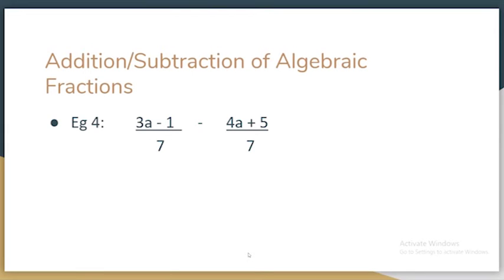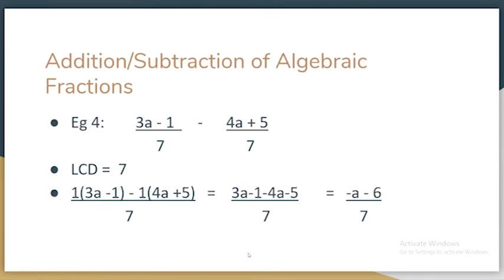Right? The numerator may be bulky, but the denominator is pretty nice. Okay, now the denominators are 7. Both of them are 7. So what do we have? LCD is 7. Now 7 into 7 is 1. 1 multiplied by our numerator, we have here.